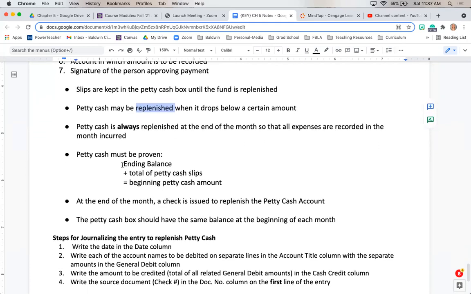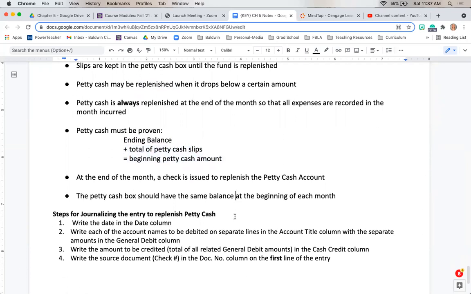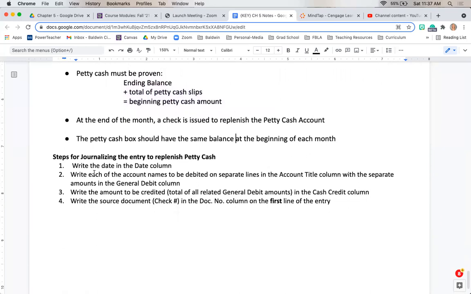So first we're going to take our ending balance, add up all our petty cash slips, subtract them, and then that should equal our petty cash amount. Then at the end, we have to go and journalize that entry also. So we have to journalize establishing the petty cash fund, and then we have to journalize what happened in that petty cash fund. So let's go do just that.